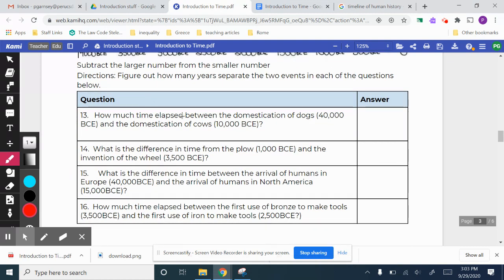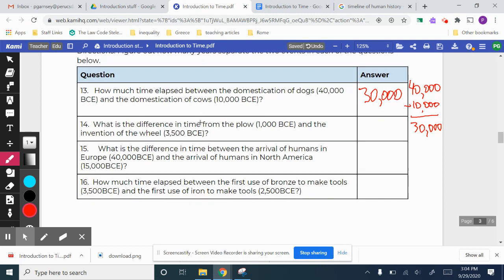So how much time elapsed between the domestication of dogs, 40,000 BCE, and the domestication of cows, 10,000 BCE? We can just take the bigger number, 40,000, subtract the smaller number, get 30,000, and now I know that it was 30,000 years between the domestication of dogs and the domestication of cows.